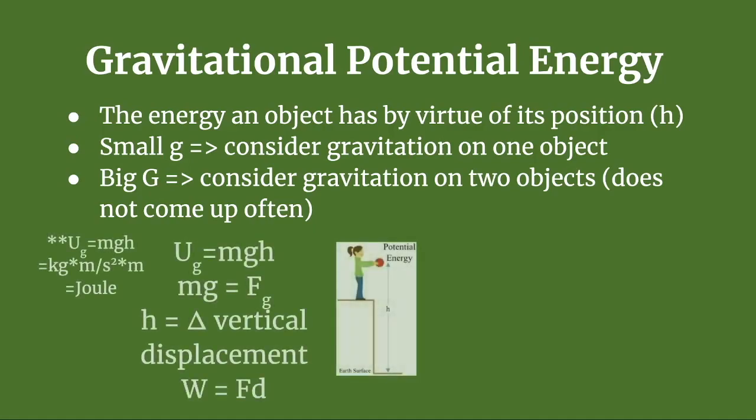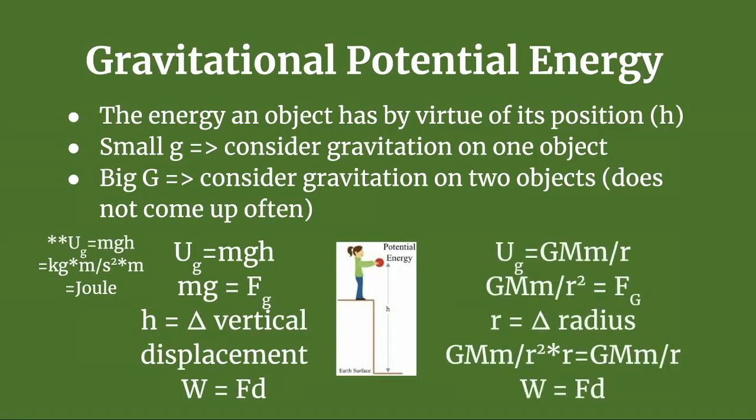There are two different types of UG, one is much more frequently used than the other. We usually work with UG equals mgh, though there is also a version involving big G, the universal gravitation constant. You see applications of the latter in problems involving space, but the principles are the same for the two equations.